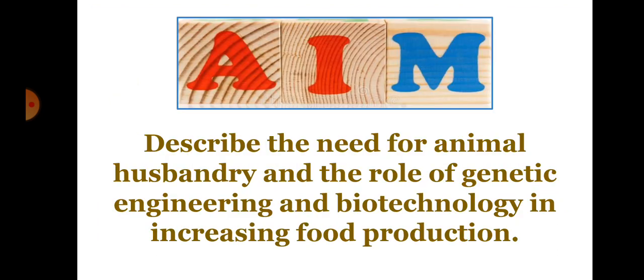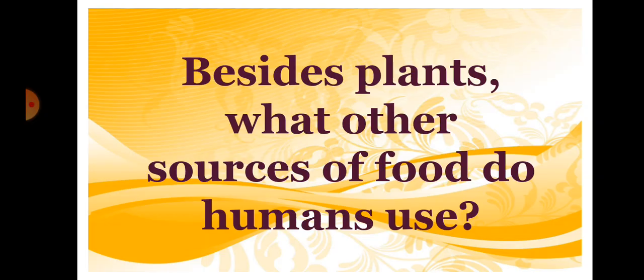So let's proceed further. The aim of our class is that we will be able to describe the need of animal husbandry and the role of genetic engineering and biotechnology in increasing food production. So these are the few points we will be discussing in detail today.